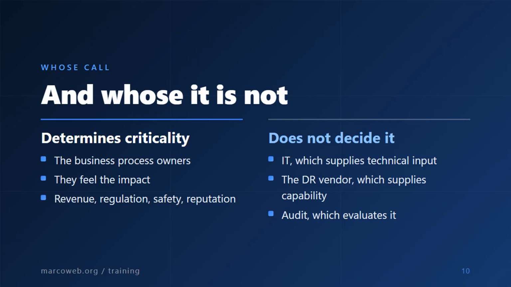The business process owners determine criticality, because they feel the impact. IT contributes essential technical input, what depends on what, what is feasible, but it does not decide what is critical. A DR vendor supplies capability, not criticality judgments, and audit evaluates rather than sets it.